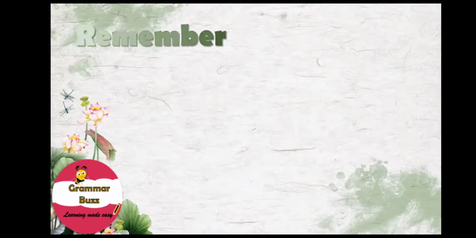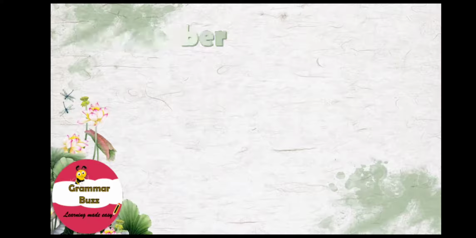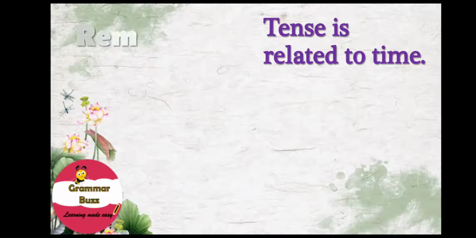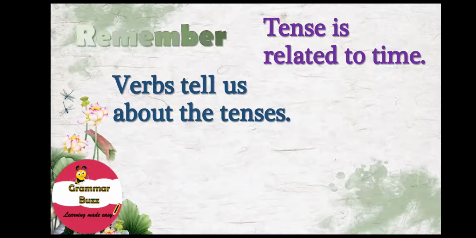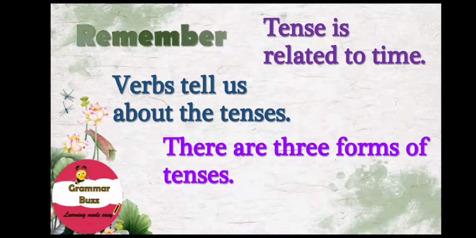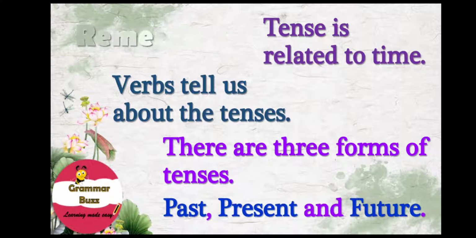So it's time for us to remember. And what do we need to remember? Well, all we need to remember is tense is related to time. Verbs tell us about the tenses. And there are three forms of tenses. They are past, present, and future.